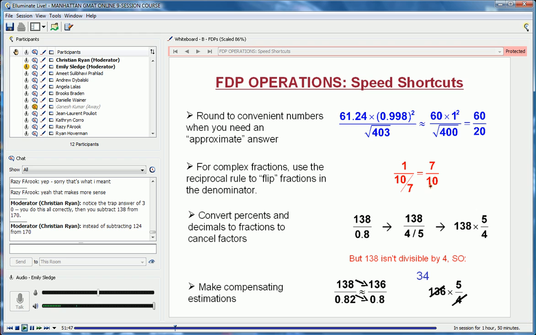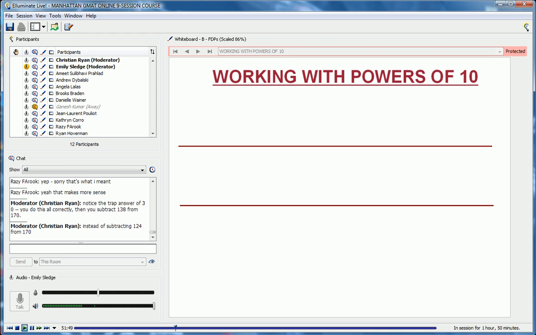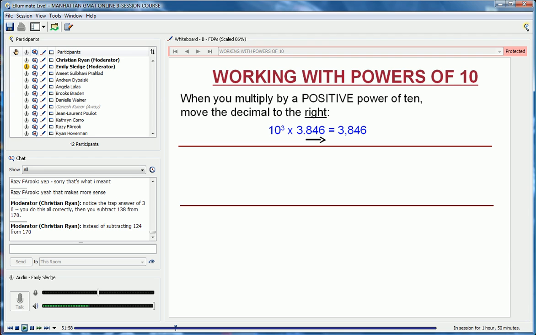Pause here for comments, but let's keep on moving if you guys are okay with that. And the next set is going to have to do with powers of 10. So I just want to remind you of a couple things on this, since it may have been a while.